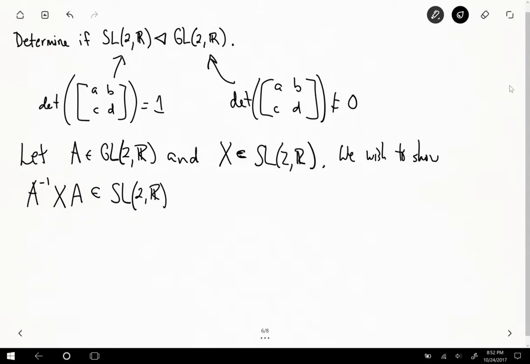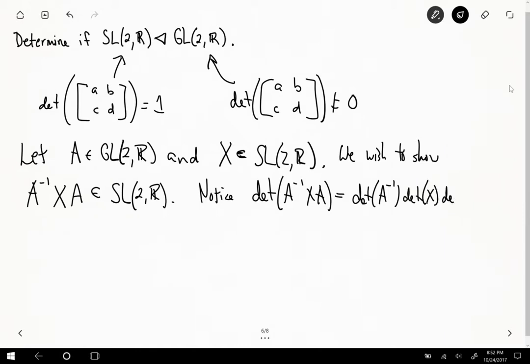So how do we go about doing this? Well, we can look at the determinants. So notice the determinant of A inverse XA. You might be stuck, but you can actually do the multiplication if you want, but the easy way to know it is that determinants we can break apart. So this becomes a determinant of A inverse, and this is the determinant of X, and this is the determinant of A.